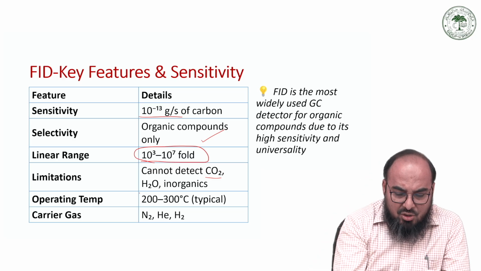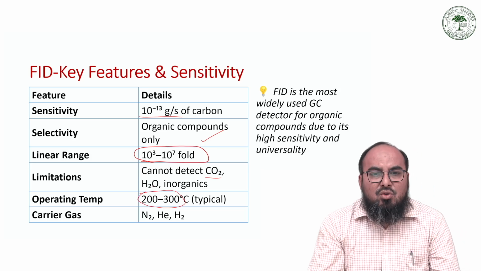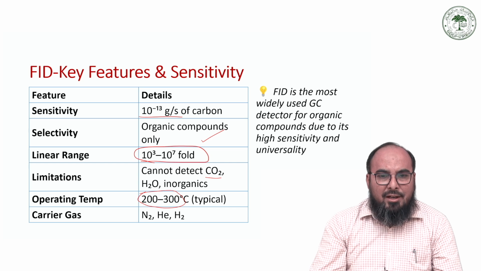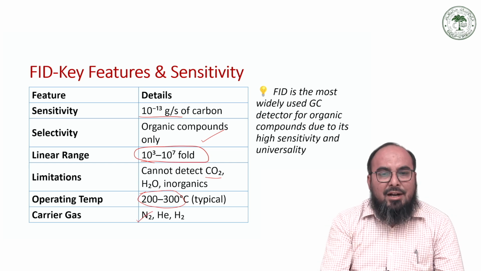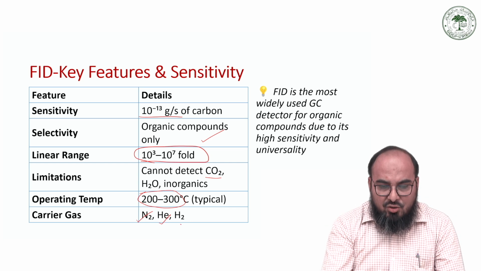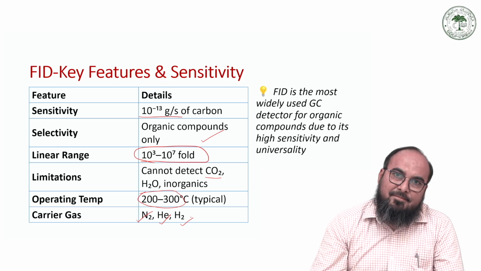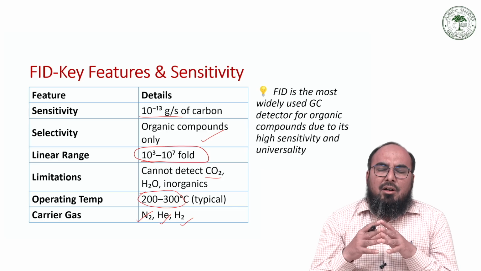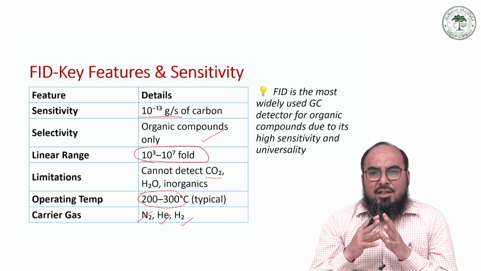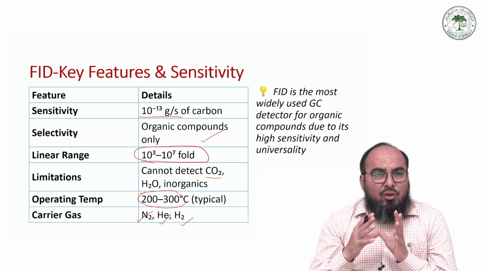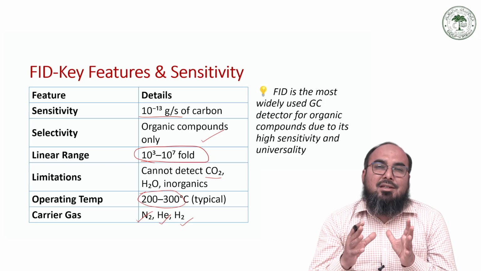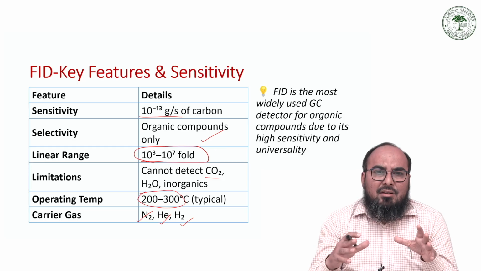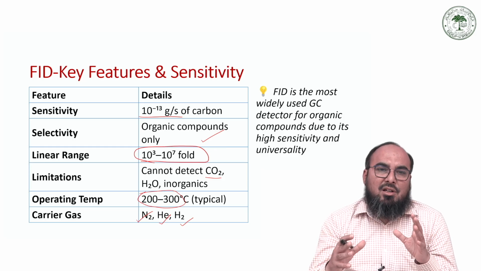Now the operating temperature, you can see it is 200 to 300 degrees centigrade, not so high. Here you can surely use nitrogen, you can use helium, and of course you can use hydrogen with caution. So FID is one of the most suitable detectors for detecting various organic compounds, and it has high sensitivity along with a very good linear range. Okay, and those features make it a universal detector.